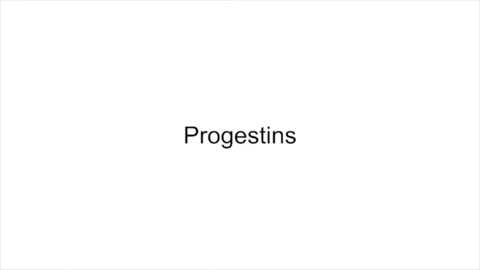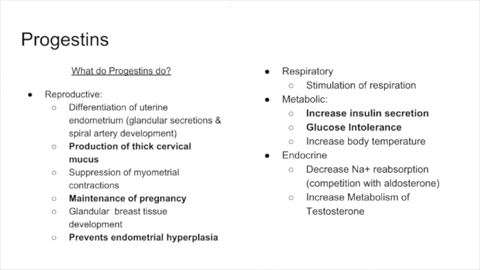Last but not least, we'll talk about progestins. All right, so what do progestins do? Again, a very basic explanation, pointing out facts that will be on questions related to pharmacology. So they can help differentiate uterine endometrium tissue, glandular secretions, and spiral artery development, production of thick cervical mucus, extremely important to understand progestins do that, suppression of myometrial contractions, maintenance of pregnancy, glandular breast tissue development, and prevent endometrial hyperplasia, very important. Respiration, they can actually stimulate respiration, that's why pregnant women have more progesterone release during their pregnancy and it actually increases your respiration rate.